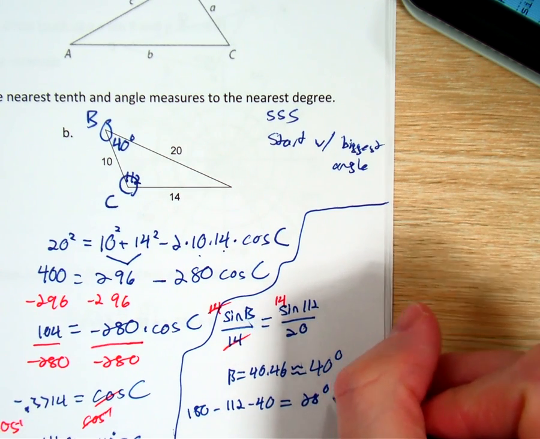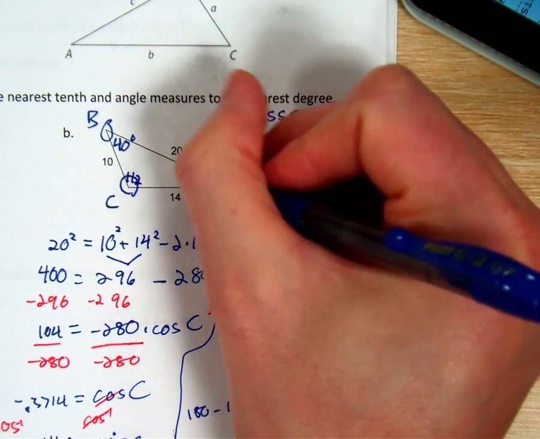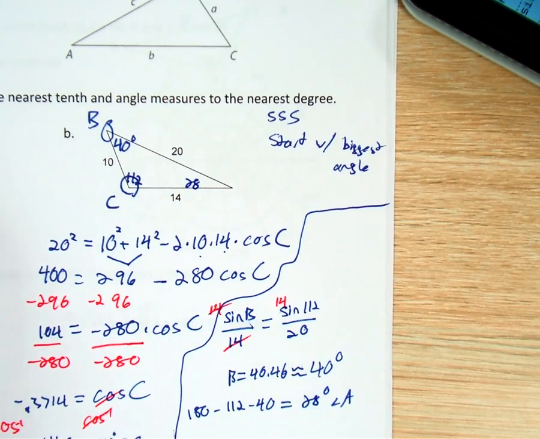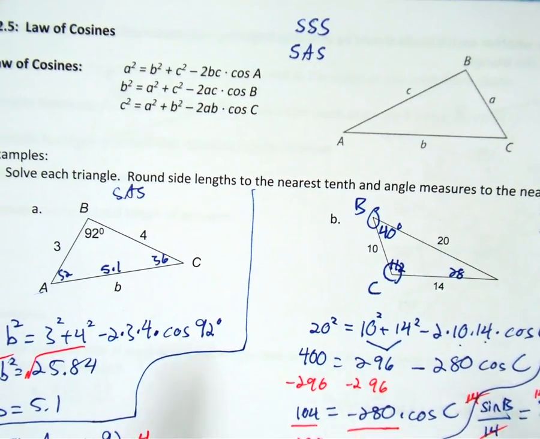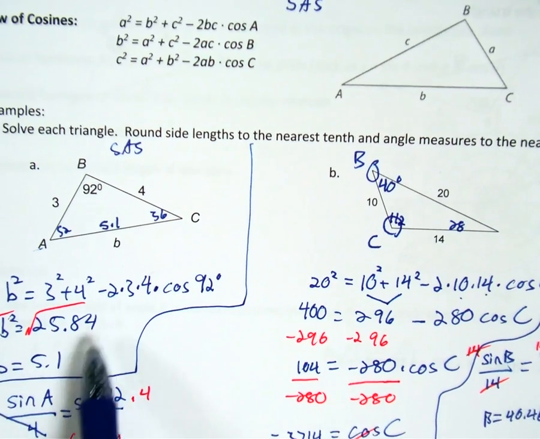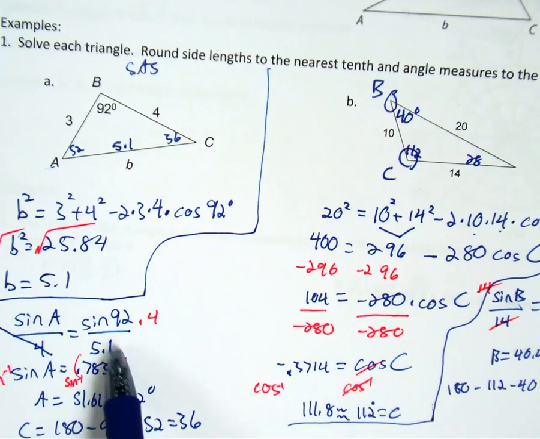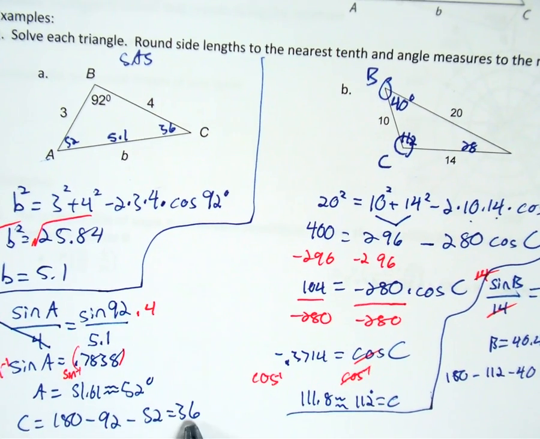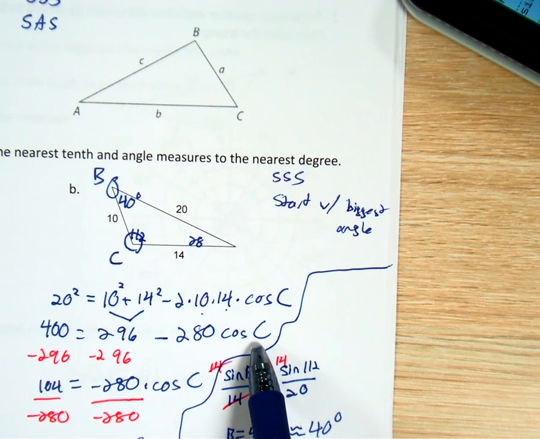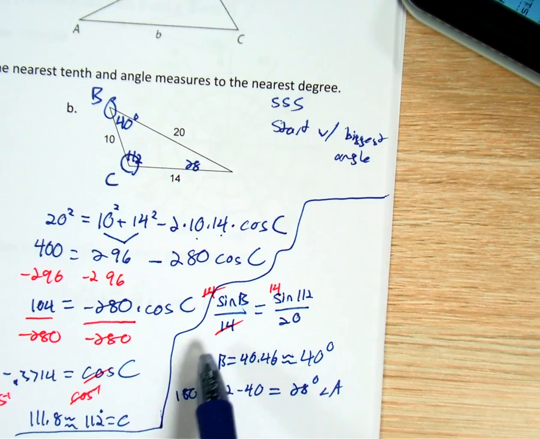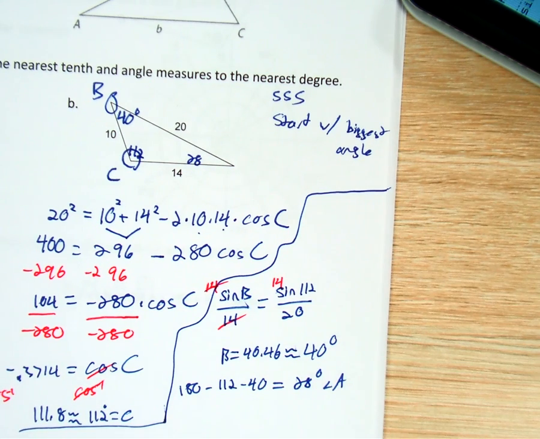So both types of problems, we had to do the law of cosines once. We did the law of cosines once, we got a side, and then we were able to do the law of sines once, and then we subtracted from 180 degrees to get our third angle. Here we had to do the law of cosines once to get an angle. We did law of sines to get the second angle, and then we subtracted to get the third angle. Okay, so pretty easy problems.